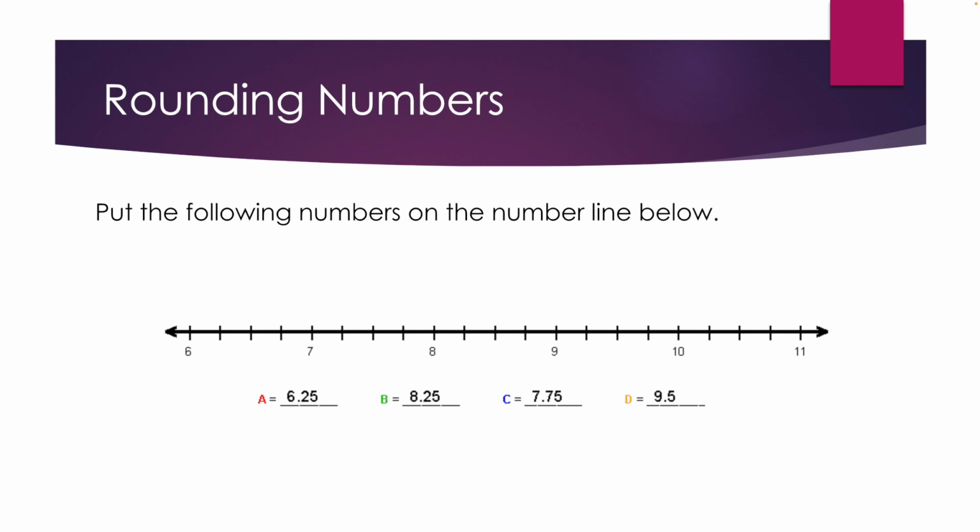So this first one, 6.25, is going to go one space past the 6. 8.25 is going to be one past the 8. 7.75 is going to be one before the 8, and 9.5 is going to be halfway between 9 and 10. So when we're looking at rounding, we're going to be placing down a number line in order to help us determine which number we are to round to.